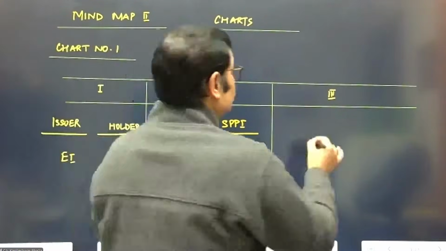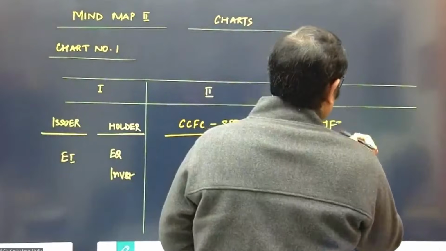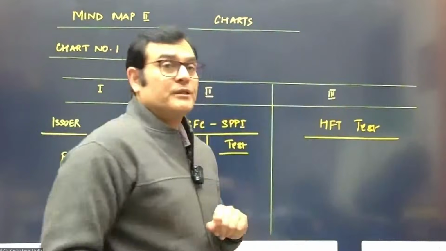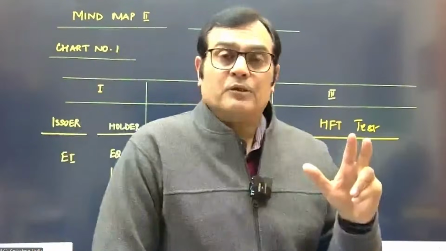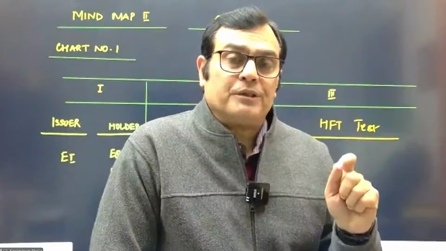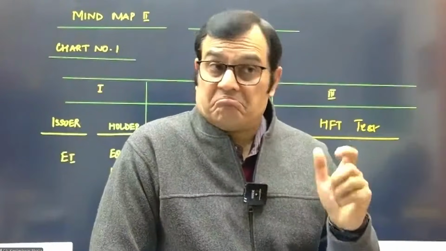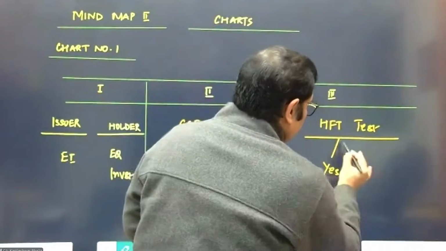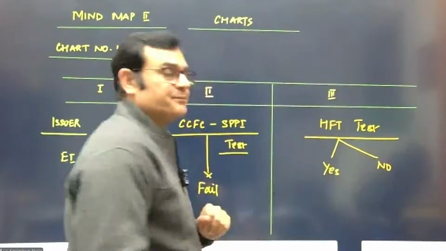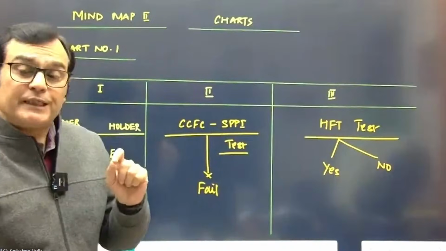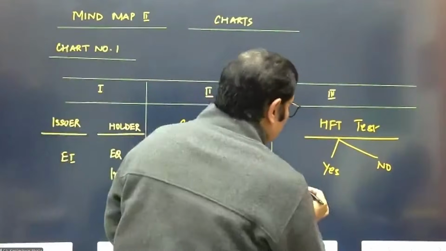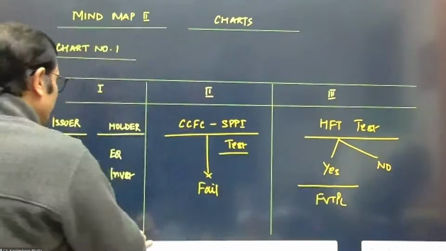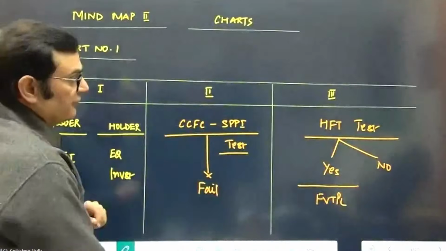And then you go to step number 3 and look at the HFT test, that is the held for trading test. So now the question is being put to the holder and you're asking him, what is your intention in terms of investing in this? He says, yes, I am going to do trading. Or he says, no, I am not going to do trading. So if you remember, if he says it is going to be trading, in this case the risk is high and we'll end up using FVTPL, fair value through profit and loss.